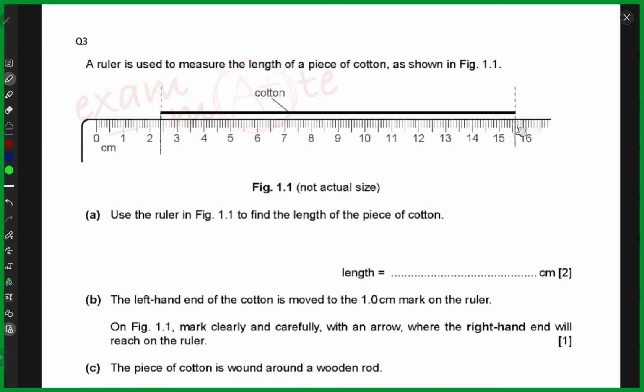So for example, this one is 15.6 centimeters. And this one is 2.4 centimeters. Now just do the math, 15.6 minus 2.4 centimeters. So the distance from 0 to this point is 2.4 centimeters, and the maximum distance from this to this point is 15.6. Just subtracting these two values, I'll get the length of the cotton.